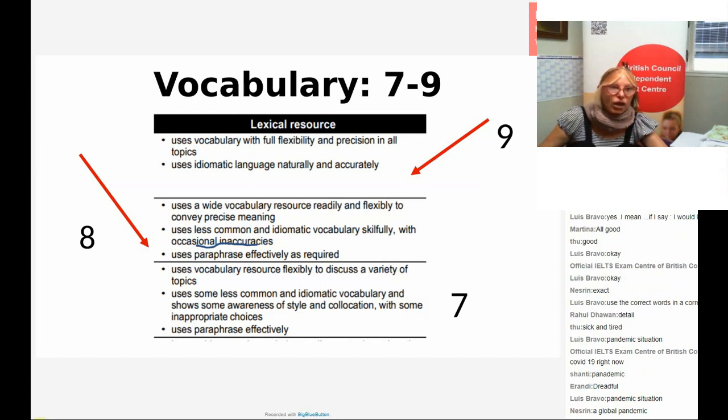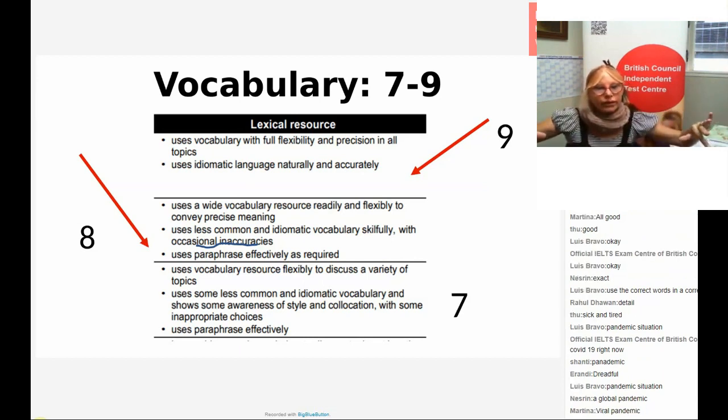And I like that. Global, that's bringing it into a little bit more precision and a bit more detail. Okay, so this is the sort of thing that we're talking about with precision. Okay, viral pandemic. Good, Martina. So if you are able to talk about any topic that you're given with precision and flexibility, then you are going to score very highly here in vocabulary.